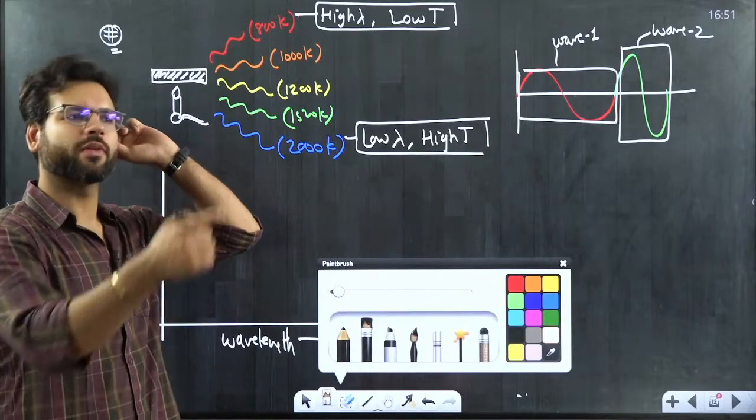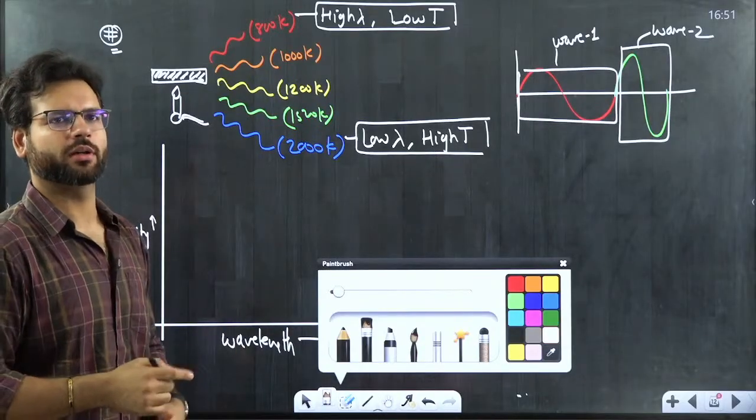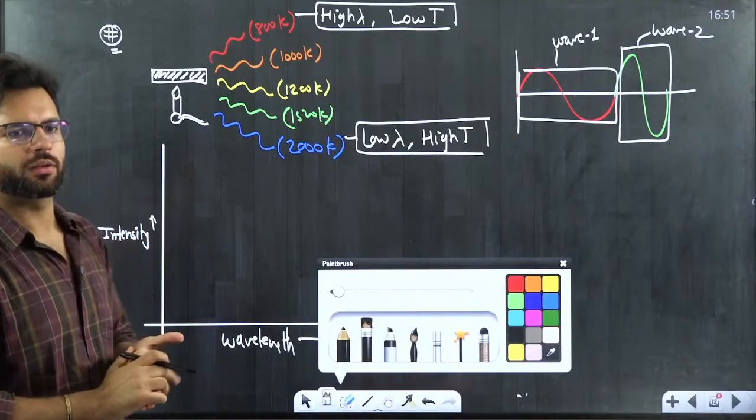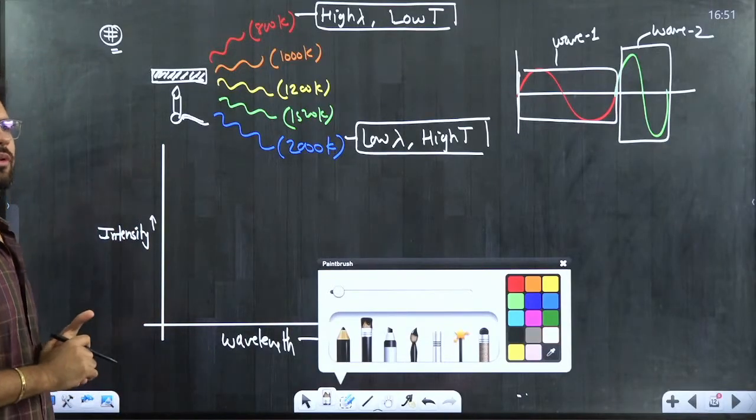Sudhir, is it working? From here I don't see it working. Refresh it once.